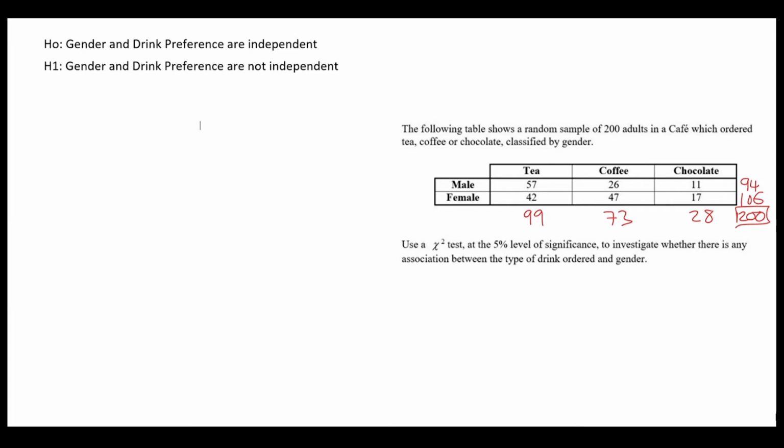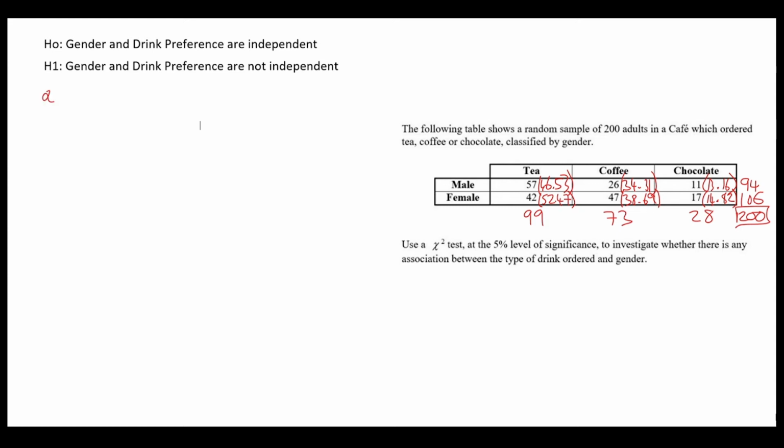Using the row and the column totals, we should be able to calculate expected frequencies for each of these cells. The first cell, where we have male customers who ordered tea, we're going to do 99 times 94 divided by 200. That gets us an expected frequency of 46.53. We'll do a similar thing for all of the cells and generate 6 expected frequencies. Just quickly checking all the expecteds are above 5, and since they are, we can continue.